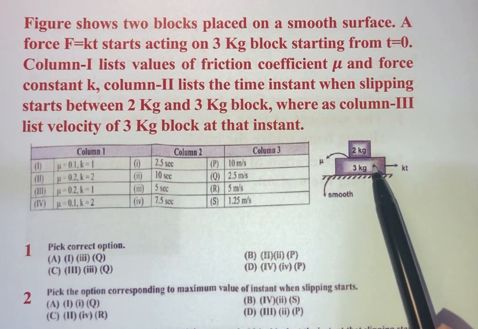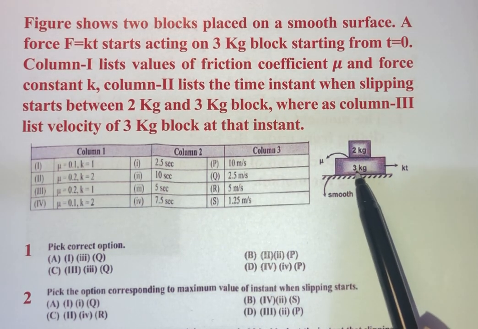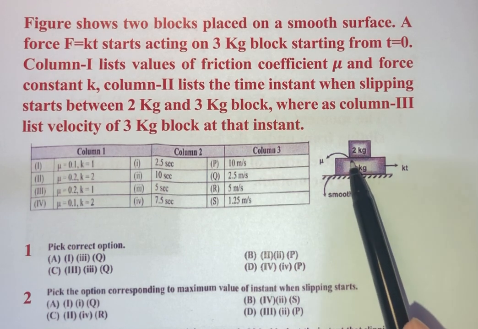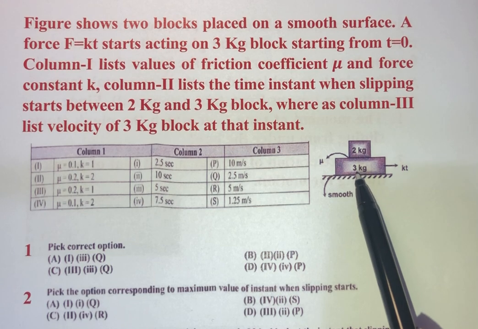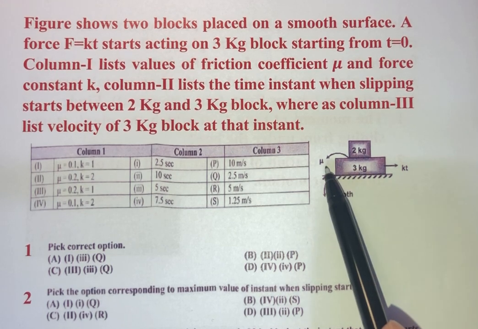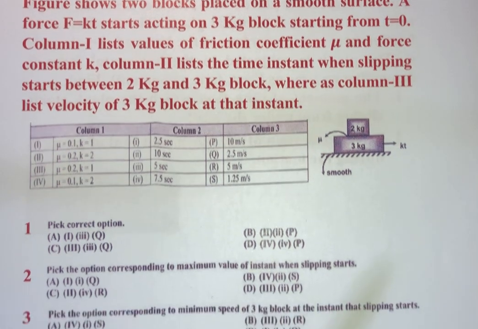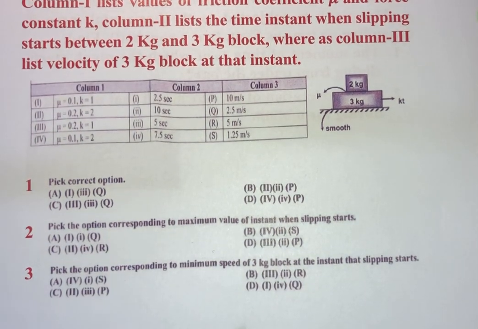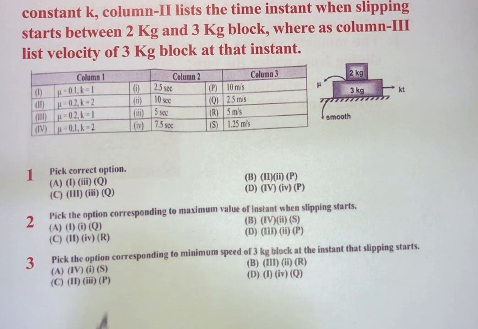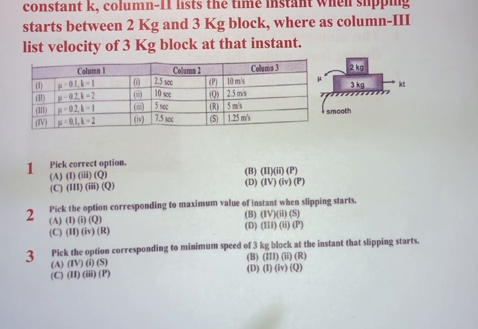This is the basic figure. We have a 2 kg and a 3 kg block. Between the ground and the 3 kg block there is no friction, and between the 2 kg and 3 kg blocks the friction coefficient is given as mu, and force kt is being applied on the 3 kg block. So we have to answer these three questions. Okay, so let's try it one by one.